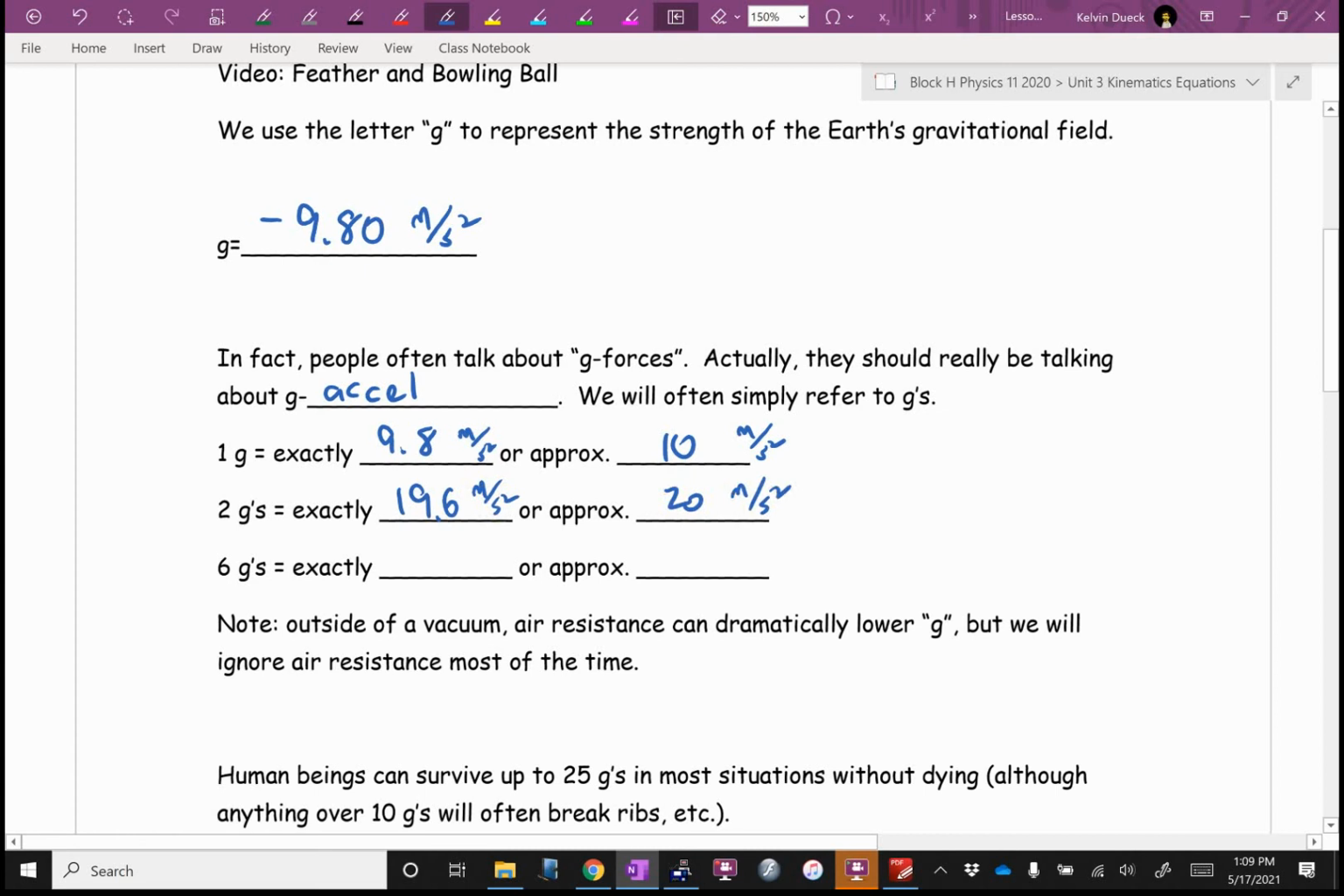6 g's is exactly, what is 9.8 times 6? 58.8. Is that right? Yeah. Or about 60 meters per second squared.